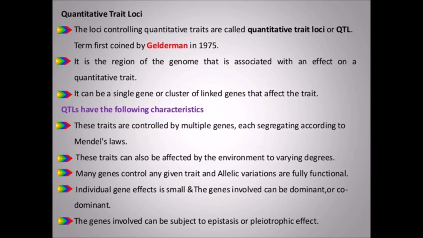Next, we can see the characteristics of QTLs. These traits are controlled by multiple genes, each segregating according to Mendel's law. These traits can also be affected by the environment to varying degrees. Many genes control any given trait and allelic variations are fully functional. Individual gene effects are small and the genes involved can be dominant or codominant. The genes involved can be subject to epistasis or pleiotropic effect.